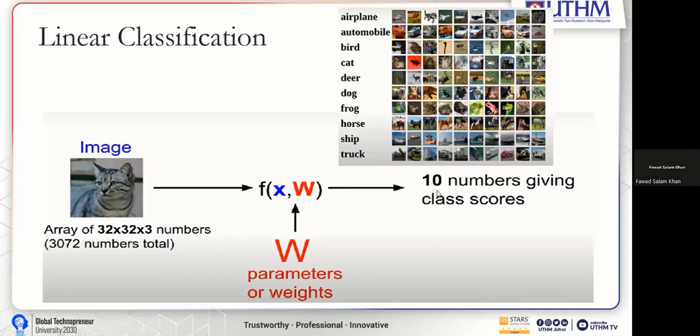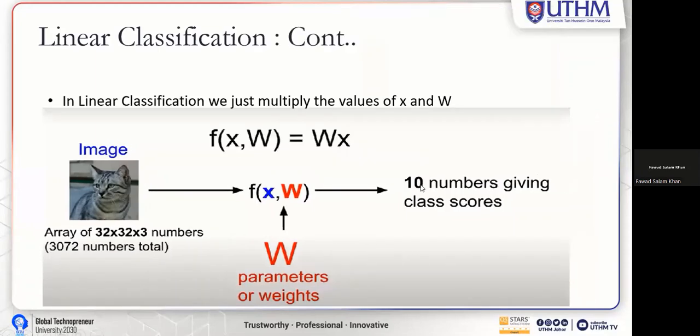So for the 10 given classes, I have already told you that I'm using a CIFAR-10 dataset in which 10 classes are there. So the prediction can be made after this linear transformation, linear classification, inside these 10 classes. In linear classification, we just multiply the values of X and W. That means the pixel values of the image are multiplied with its parameter or weight.